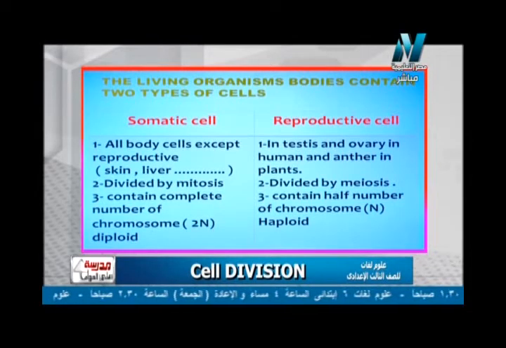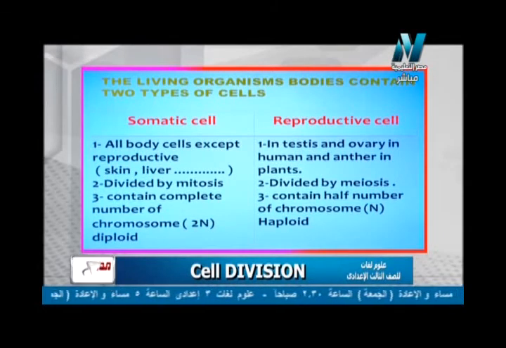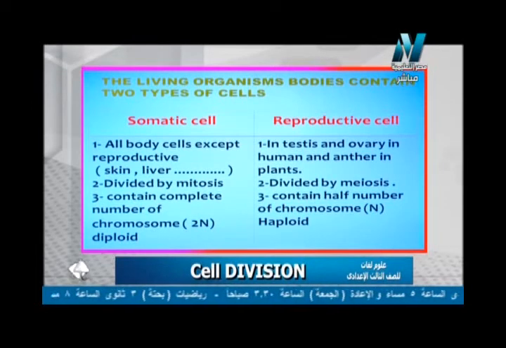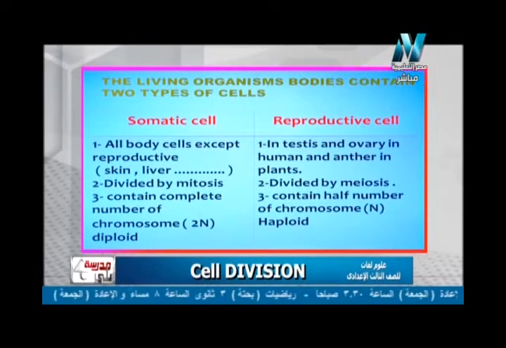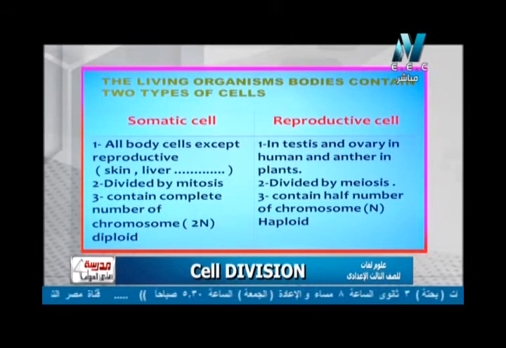The reproductive cell has half the number, and half the number means haploid. Haploid, half the number, and this is the gamete or the reproductive cell. For the human, 46 divided by 2, it will be 23 chromosomes inside the reproductive cell.